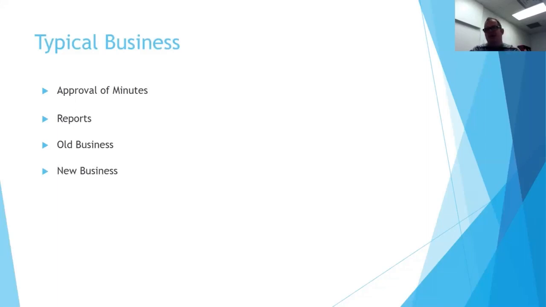So when you look at a board meeting and consider your typical business, you're going to see some pretty familiar things. You're going to see the approval of the minutes. You're going to see usually that following the approval of the minutes, a series of reports. After that, you're typically going to see old business or things that are continuing on from previous meetings. And then you're going to see new business or anything that needs to be brought up as a new topic. That's often at the very end of the agenda.